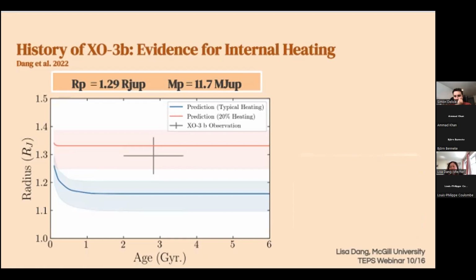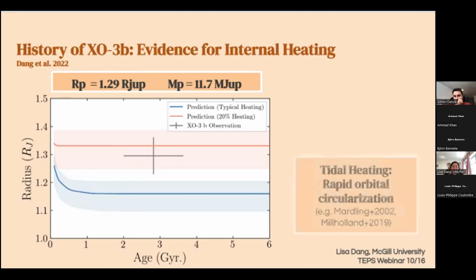And so now the question becomes, how do you generate this much internal energy? There are many ways of inflating a hot Jupiter, but here we think that there are probably two main sources of energy. The first is that the eccentricity of the orbit guarantees that EXO-3b is experiencing some amount of tidal heating. But in order to generate 20% of the insolation worth of energy, it would have to have been caught in the few million year window when the planet is rapidly circularizing.